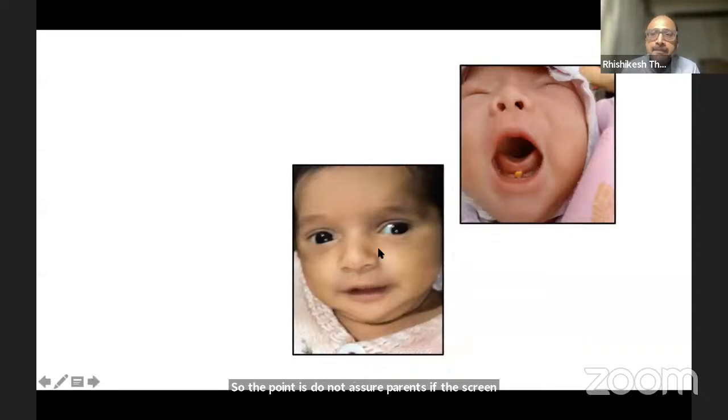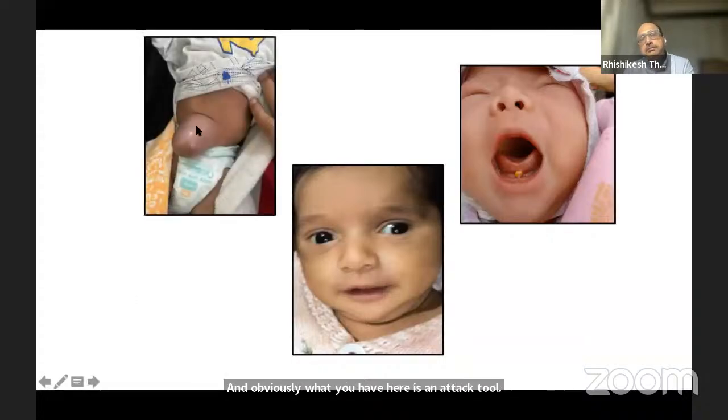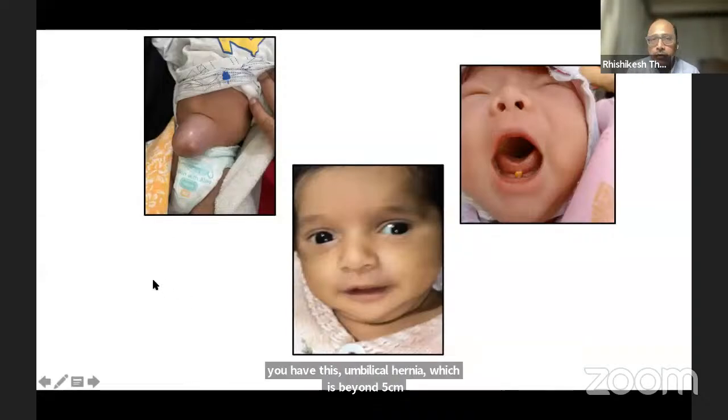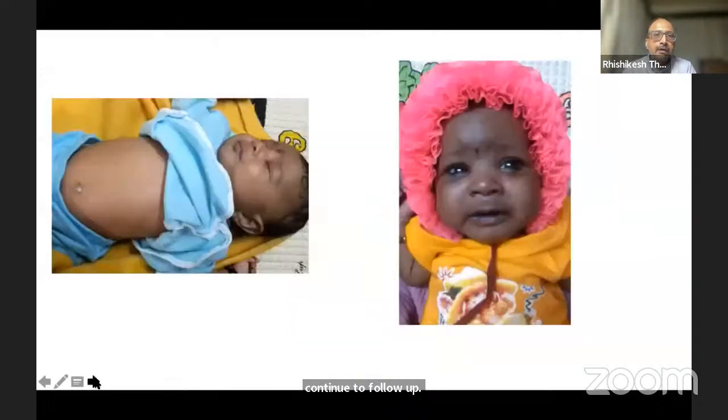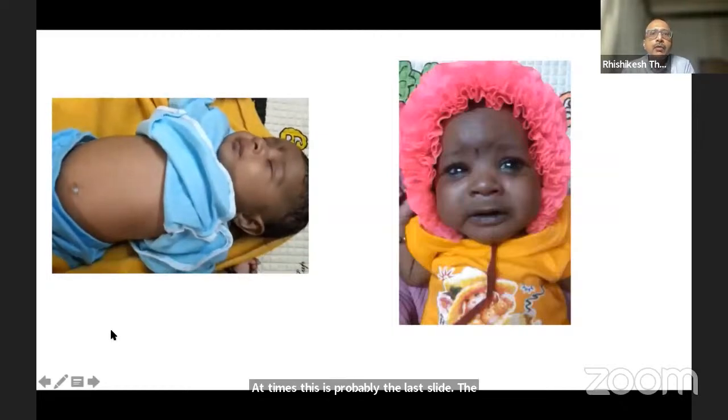And you have this baby with a pathological thing. And obviously what you have here is a natal tooth. Don't intervene unless there is a risk of aspiration, and don't go by the size, go by the internal ring. If you have this umbilical hernia, which is beyond 5 centimeters of internal ring, most of them would not close, but you will still continue to follow up. And majority of the times, most of them would recover on their own. At times, this is probably the last slide, the diagnosis is based on what you hear.